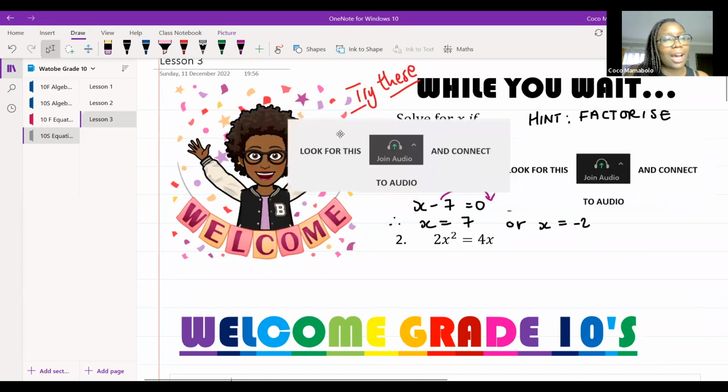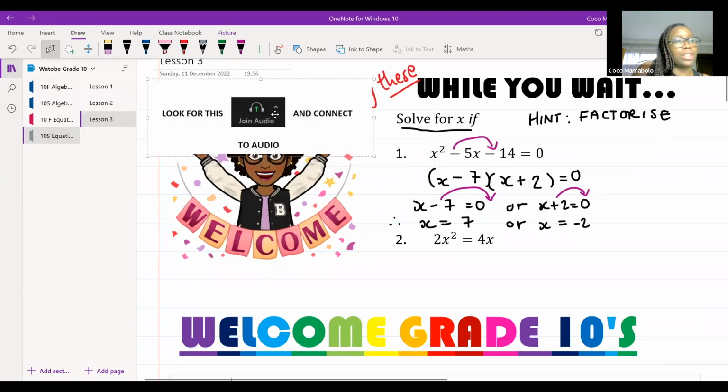Braden's like, in a test, how much would this be? You would get 1 mark for factorizing because you're now in grade 10, and you'll get 1 mark each for the correct answers at the end. Simple, 3 marks.